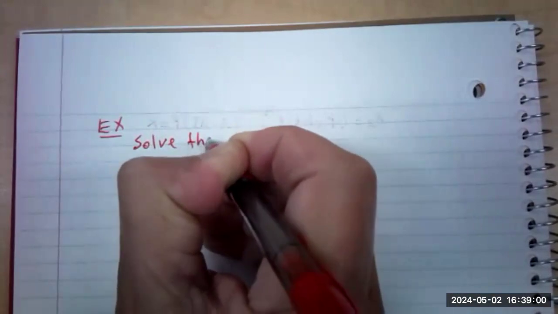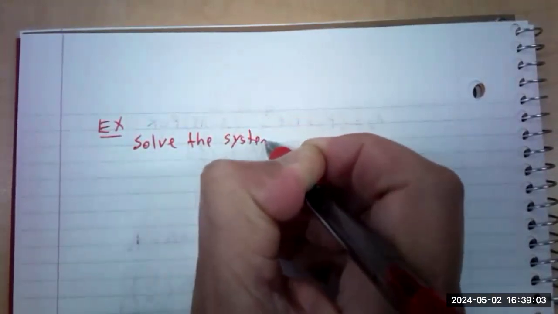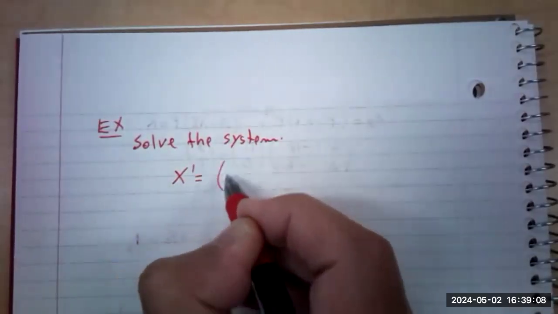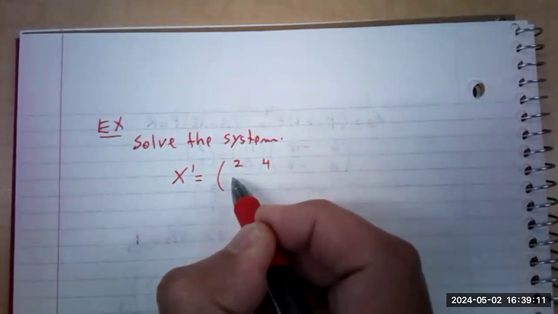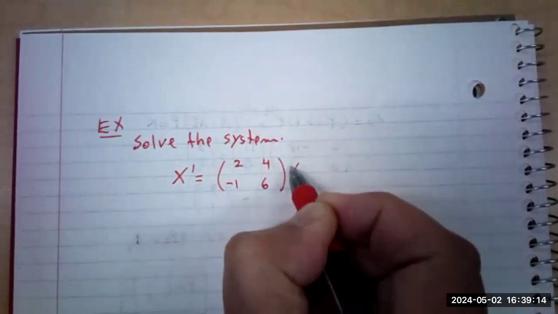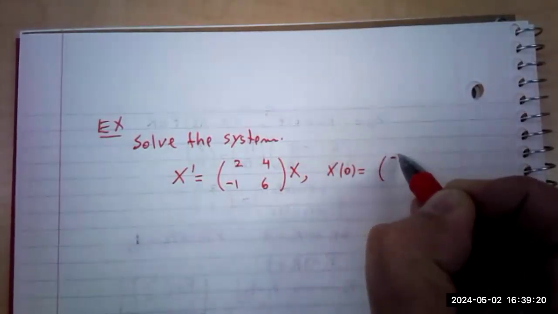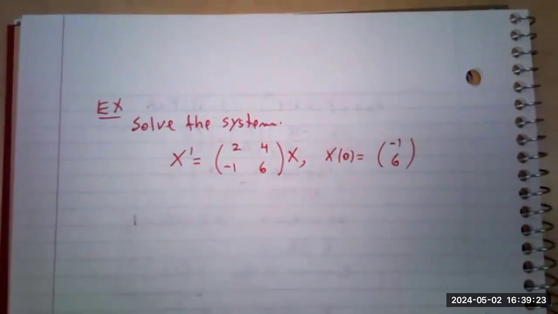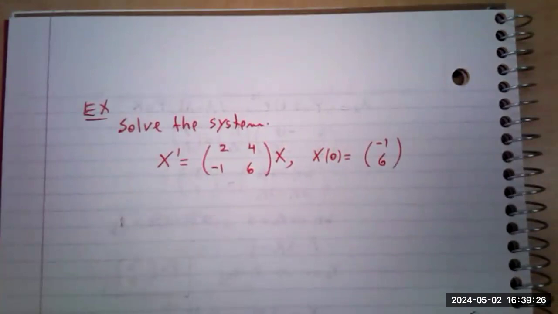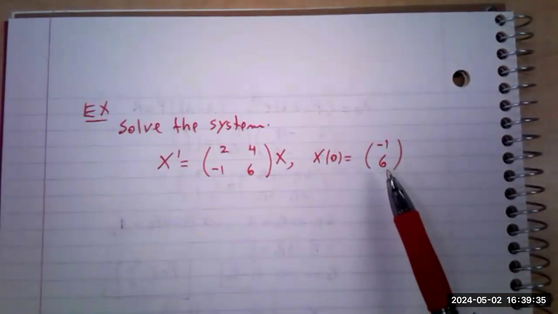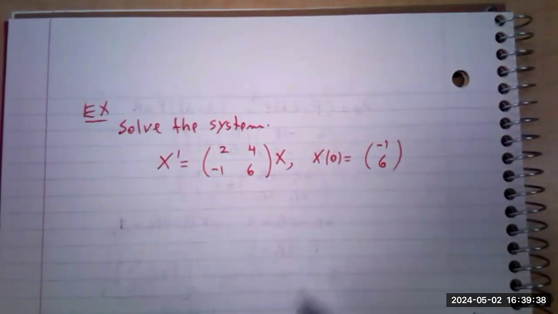Let's solve this system. The system is x prime equal to the matrix 2, 4, negative 1, 6, times x. And you have an initial condition: x of 0 is equal to negative 1, 6. When they give you this one, remember, the first component is x of t, the second component is y of t. So this means x of 0 is equal to negative 1, y of 0 is equal to negative 6.